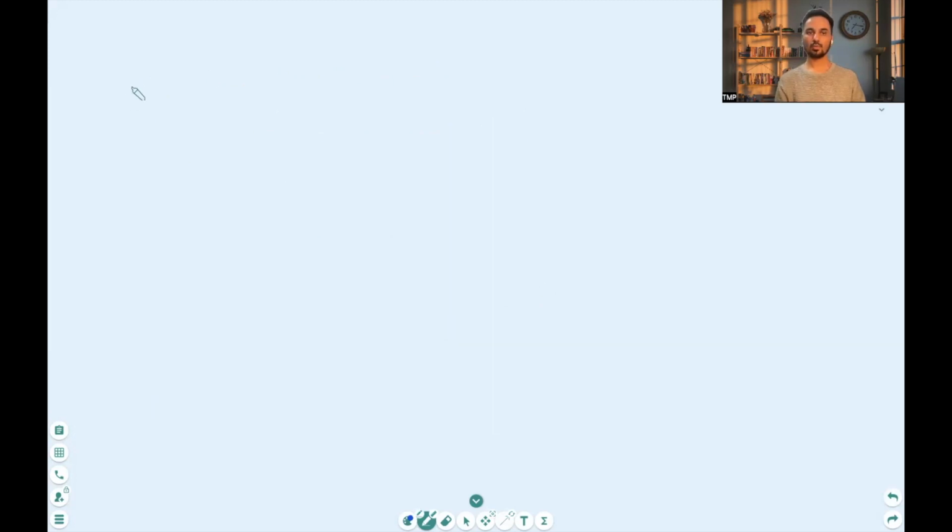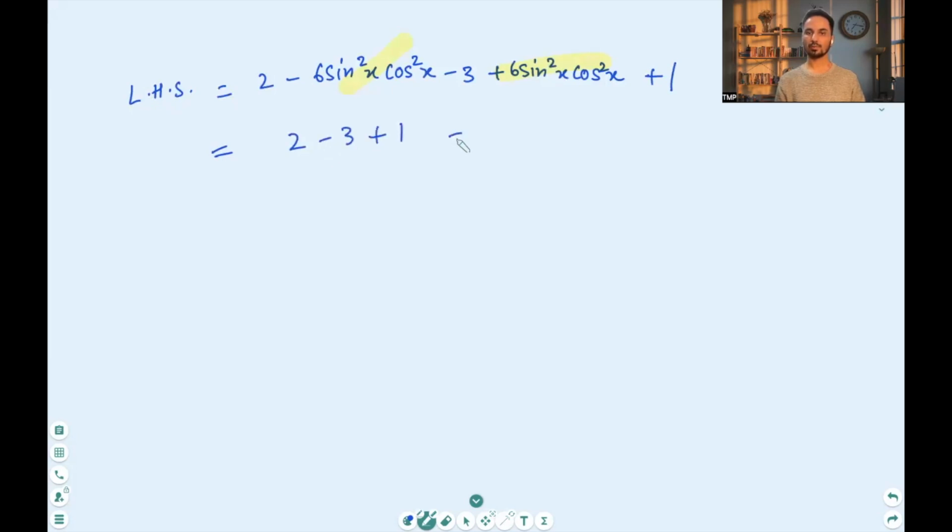And now using 1 and 2, the left-hand side becomes 2 minus 6 sin²x cos²x minus 3 plus 6 sin²x cos²x, and the third term, which was 1. So we can cancel out 6 sin²x cos²x, and we get 2 minus 3 plus 1, which is equal to 0. And there you have it.